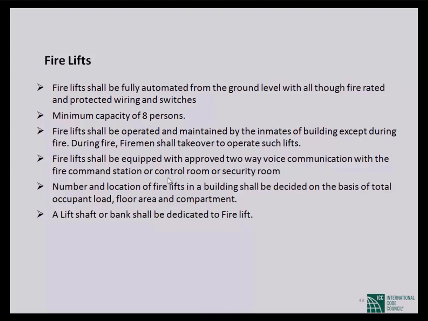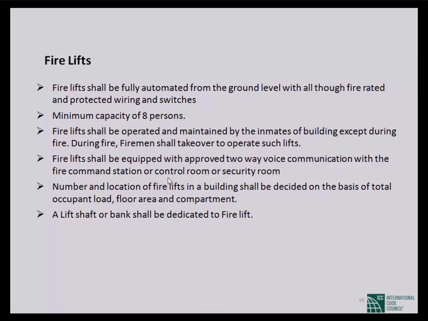Now I would like to talk about the fire lifts. Actually, fire lifts are a very deciding factor because we are now using a lot of high-rise buildings, and such buildings don't work without a lift. So you need to put in a fire lift. If you have a lift, you must have a fire lift, because it is especially designed for use by the firemen during a fire, for all occupancies except hospitals or other special occupancies.